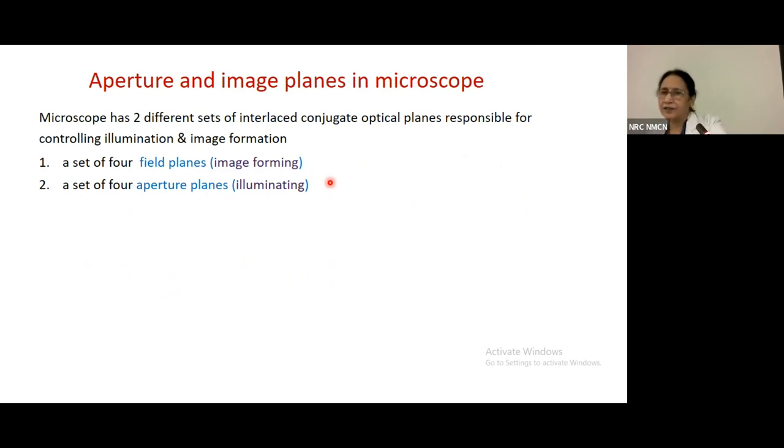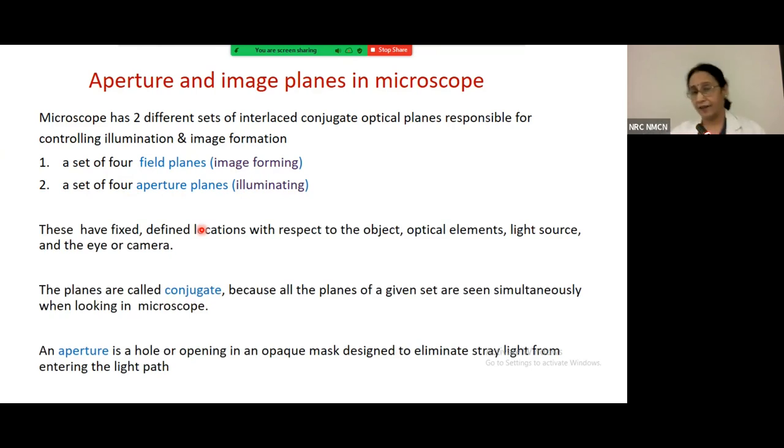A microscope has two different sets of interlaced conjugate optical planes, which are responsible for controlling illumination and image formation. So we have a set of four field planes which are image forming and a set of four aperture planes which are illuminating. They have a fixed defined location with respect to the object, optical elements and light source, as well as the eye and camera. These are called conjugates because all the planes of a given set are seen simultaneously when looking in the microscope.